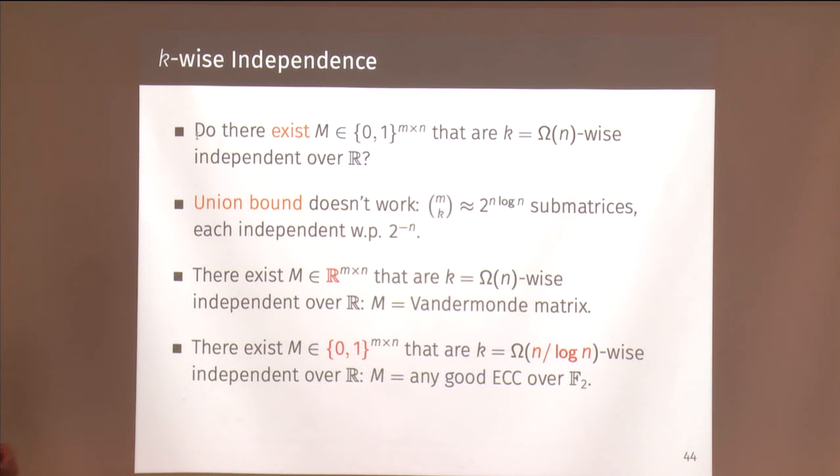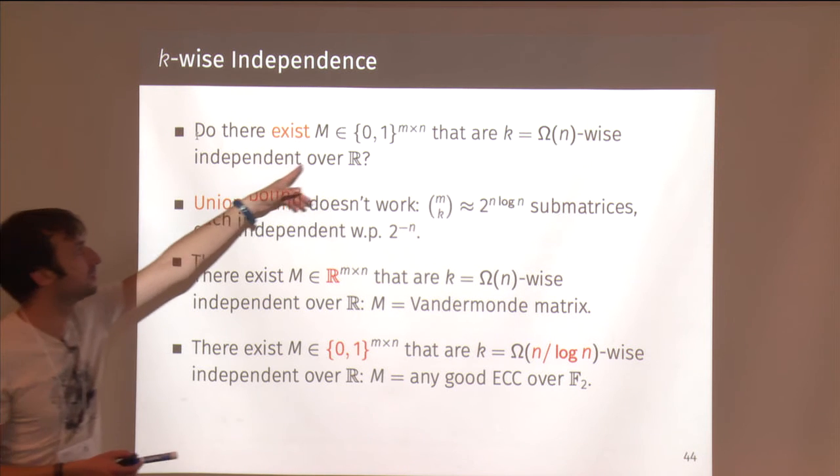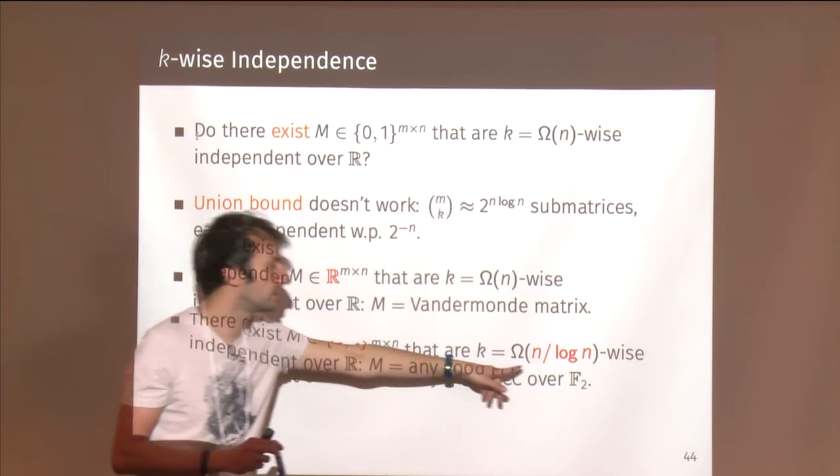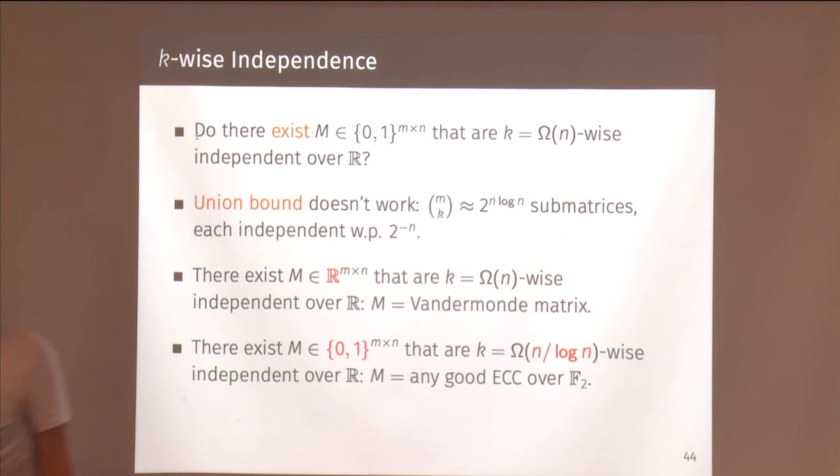So prior to this work, we didn't even know such matrices exist. Is there a 0, 1 matrix which is order of n-wise independent? If it's not 0, 1, yes. If it's n over log n-wise independence, yes. But there are such matrices. So here we prove that a random matrix does satisfy this property. But we cannot just do union bound. We have to do some chaining.